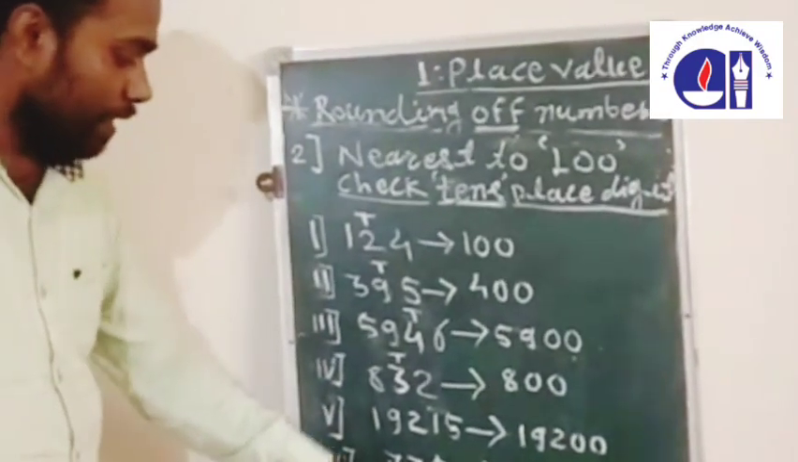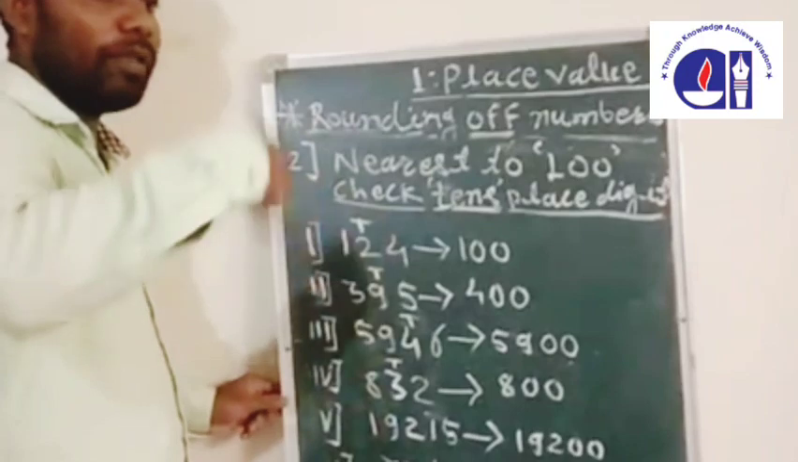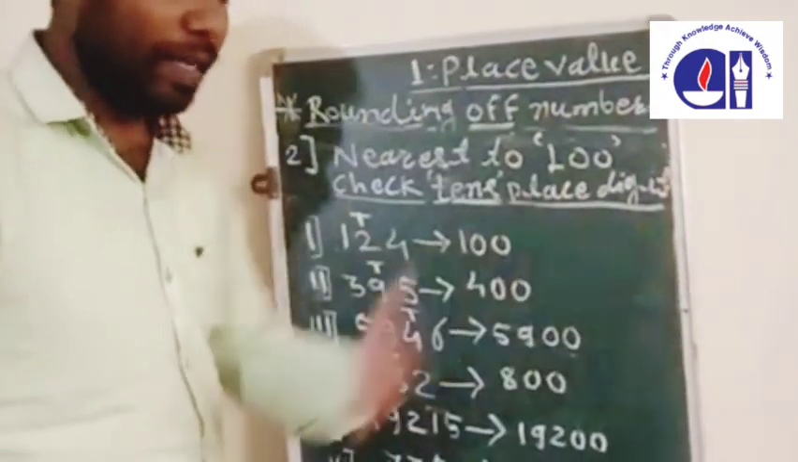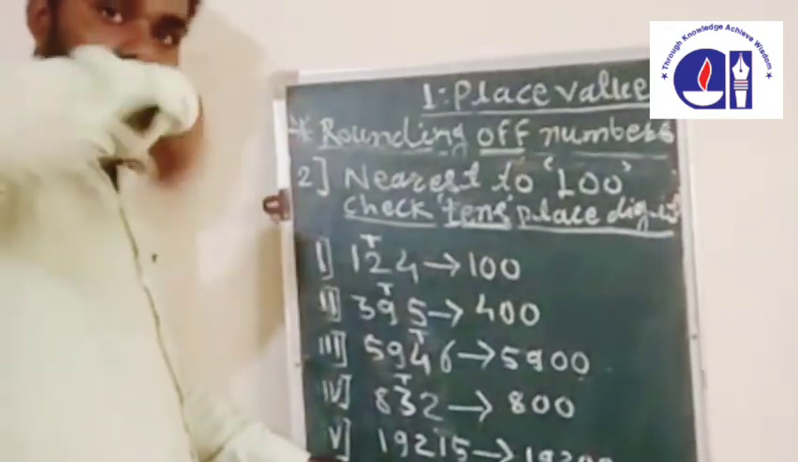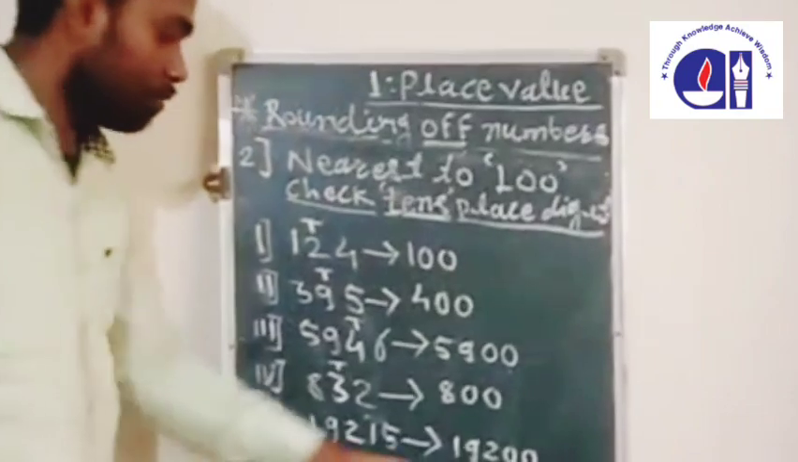Next example, 775. The tens place digit of this number is 7, which is more than 5. So we round to the next 100. Here the given hundred is 700, so the next 100 is 800. So this 775 is nearest to 800.